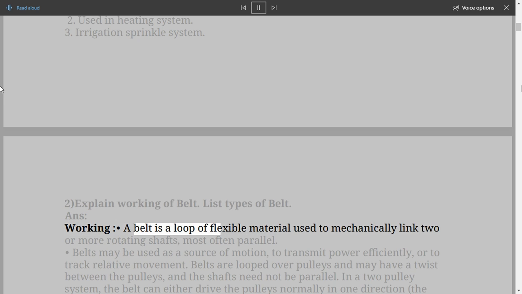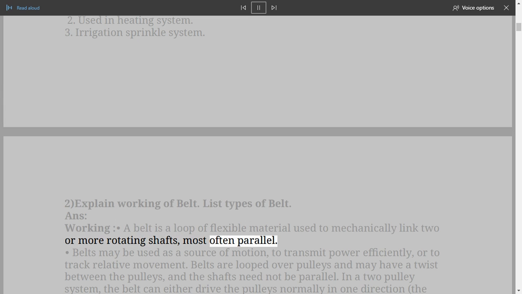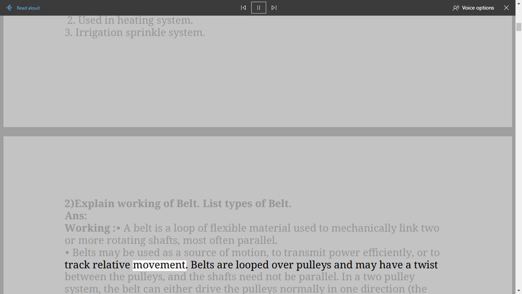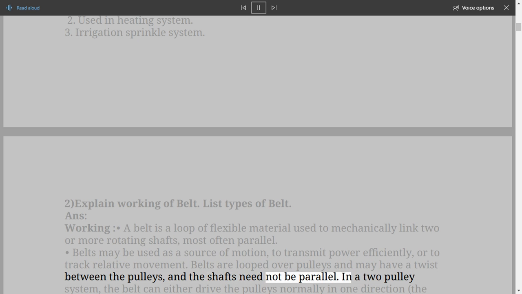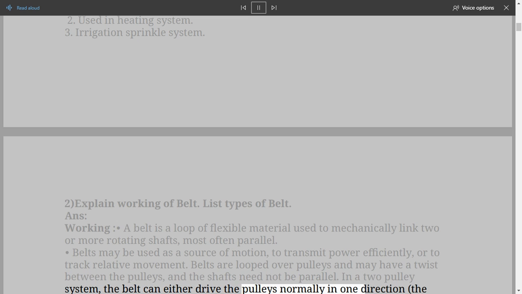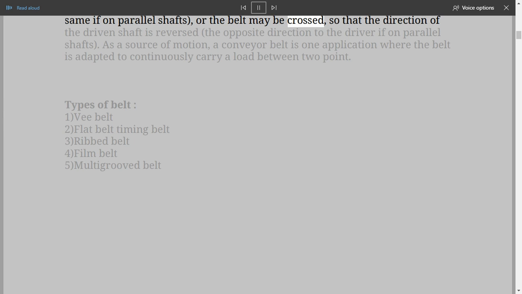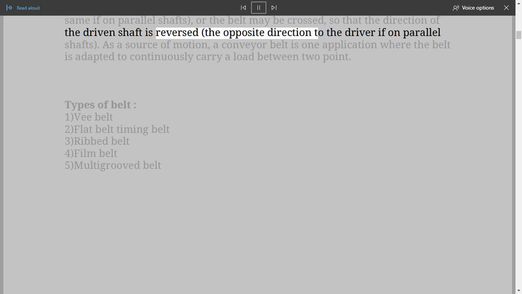A belt is a loop of flexible material used to mechanically link two or more rotating shafts, most often parallel. Belts may be used as a source of motion, to transmit power efficiently, or to track relative movement. Belts are looped over pulleys and may have a twist between the pulleys, and the shafts need not be parallel. In a two-pulley system, the belt can either drive the pulleys normally in one direction, the same if on parallel shafts, or the belt may be crossed, so that the direction of the driven shaft is reversed, the opposite direction to the driver if on parallel shafts.